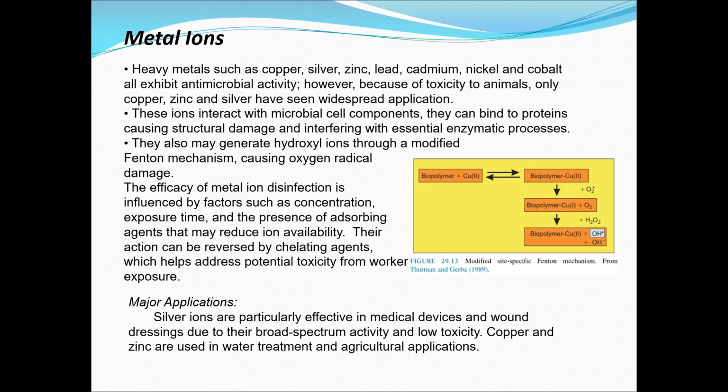Many metal ions have antimicrobial properties, but because of toxicity, only silver, copper, and zinc have found much use for disinfection. These ions interact with microbial cell components, causing structural damage and interfering with essential enzymatic processes. Silver ions are particularly effective in medical devices and wound dressings due to their broad-spectrum activity and low toxicity. Copper and zinc are used in water treatment and agricultural applications. The efficacy of metal ion disinfection is influenced by factors such as concentration, exposure time, and the presence of materials that may interact with the ions and reduce their availability.